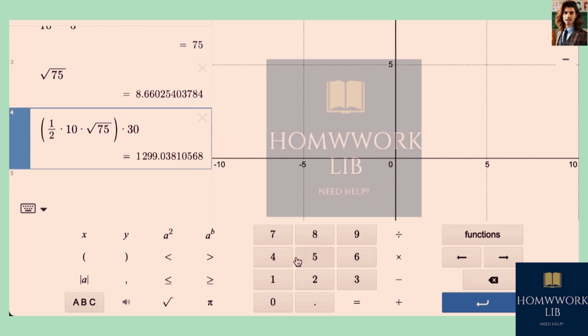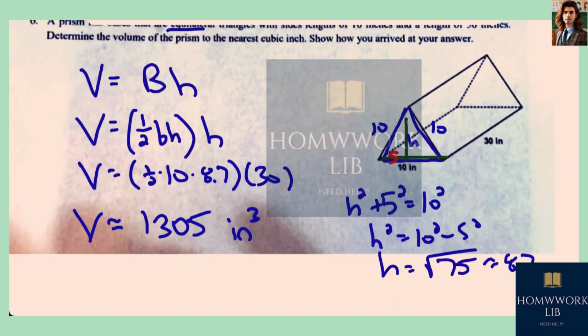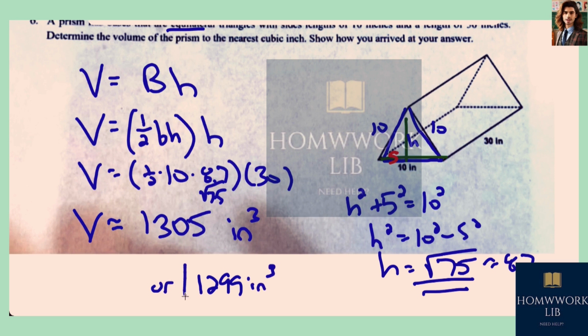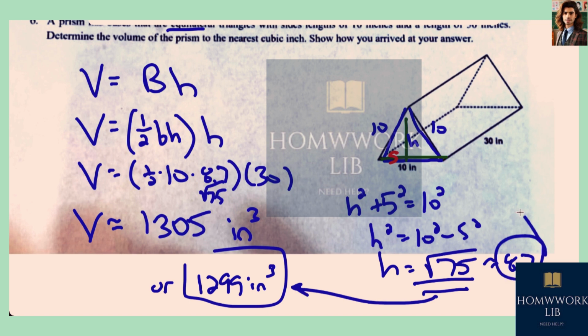That does change quite a bit if you use the square root of 75 instead, so they might want 1299 instead. If you're leaving this as the height of the square root of 75 instead of 8.7, it does change what your final answer would be. So 1299 if you're going to use the square root of 75, 1305 if you're going to use 8.7. Go with what would be normal for your class.